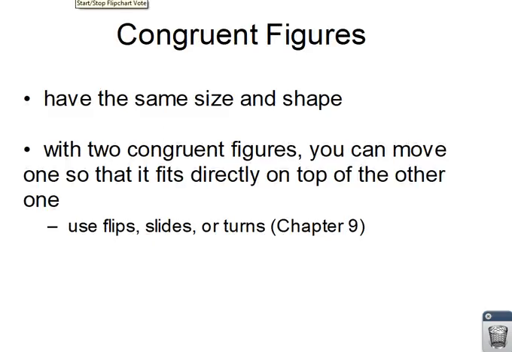Congruent figures. We know this word from the previous chapter. Congruent means they have the same size and shape. So with two congruent figures, you can take one and move it to where the two shapes match up, and then you can see if they're congruent or not. You can look at them and tell. So that's why we did the translations and reflections and rotations from before. That way we can see if the shapes are actually congruent or not.